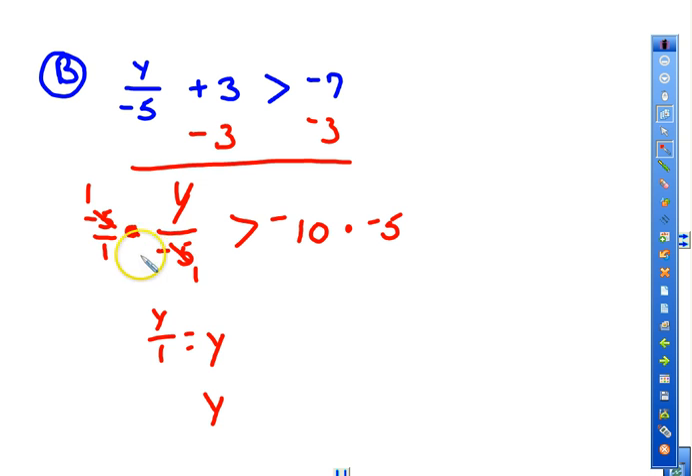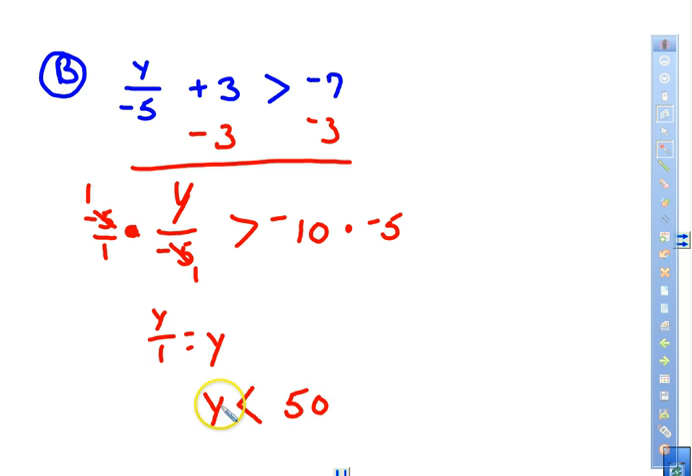Now, here's the other thing. We did multiply by a -5, so we've got to change our sign to less than. And then this answer, negative times a negative is a positive, so we get 50 for an answer. So y is less than 50.